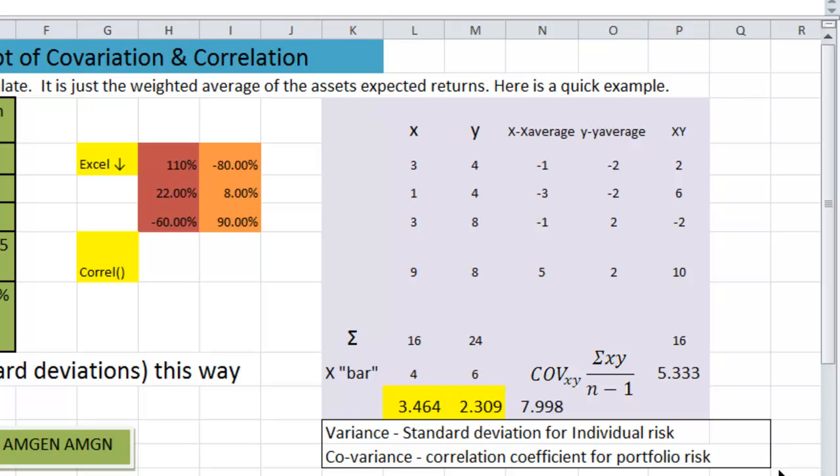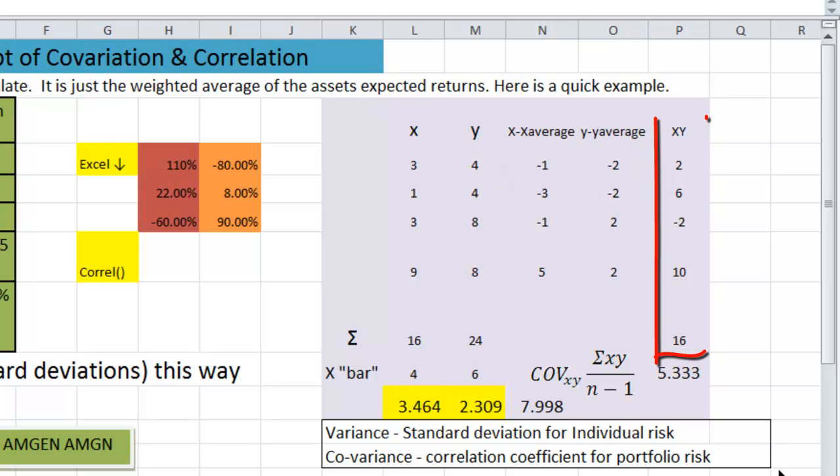Now I'm going to go over and look at X minus X average. So I'm going to just take the X bar of X and subtract it from each data point. So if you look, 4 from 3 gives me -1, and 4 from 1 gives me -3, and you go down, I have a -1 and 5. There's that data point. I do the same thing for the Y. So if I take the 6 from 4, I get a -2, and the 6 from a 4, I get a -2, and so on and so forth.